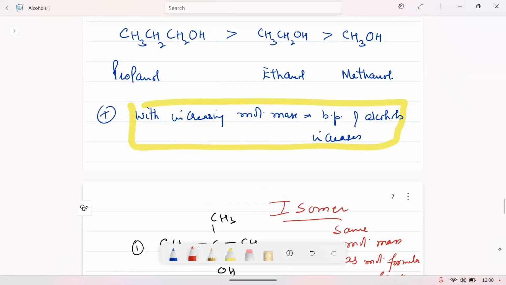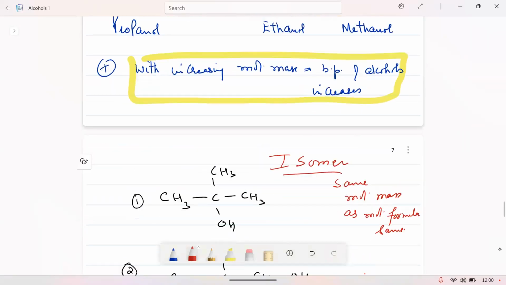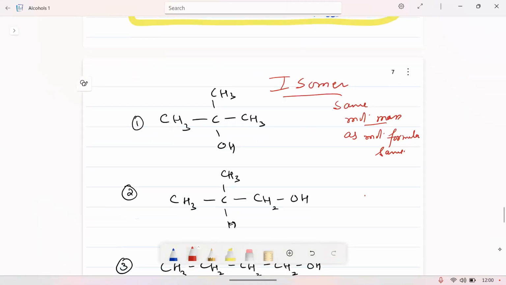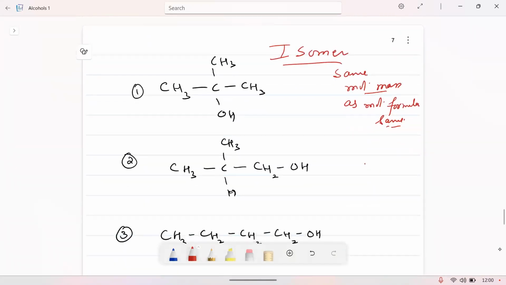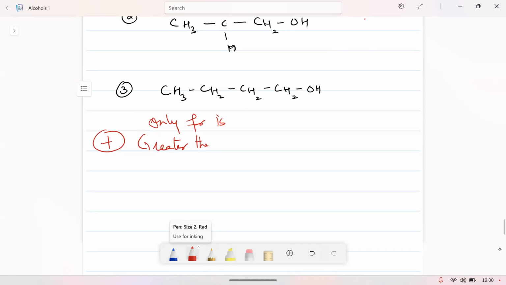Because we said before that when the molecular mass is more, then the surface area is more, and so on. But here, the molecular mass is the same. The reason is they're isomers, so they have the same molecular formula. So in this case, the concept we have talked about is greater the branching, the concept that we know is, remember, this is only for isomers. This is not applied other places because other places, if the molecules are different, the molecular mass will be different.